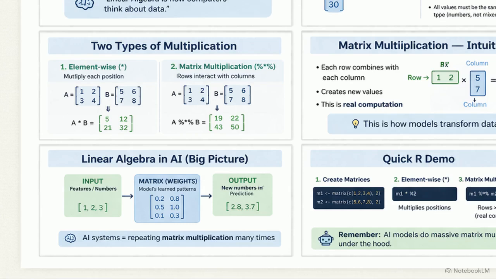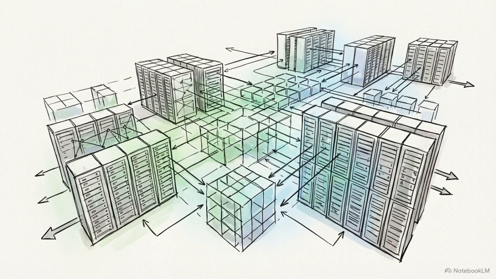This graphic maps the flow from the green input through the blue weights to the final green output generated in your console. Those new numbers are the AI's prediction. This interaction, using a matrix of learned weights to transform raw input into a new output, is the basic computational loop used by most machine learning models.